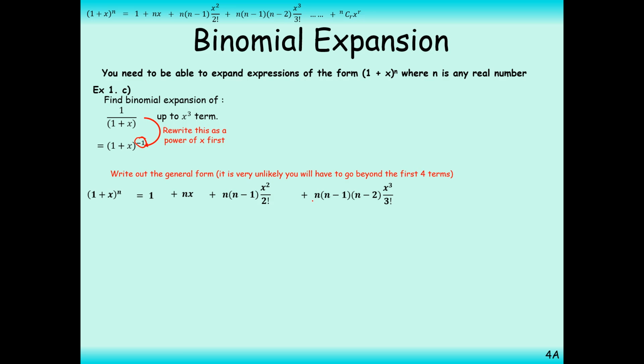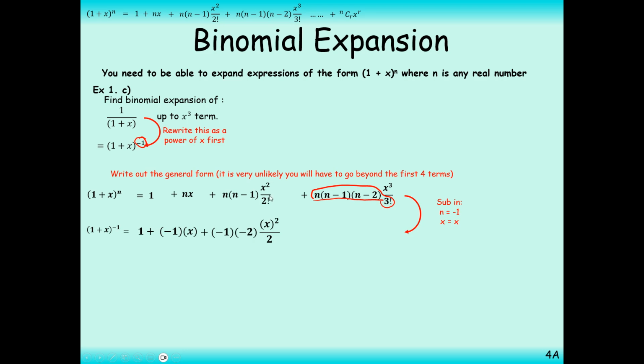That is the working out that we figured out. These terms here are the expansion of n choose 3. Okay, so now that you know the general form, you're going to substitute minus 1 for n, and x is simply x in our case. We don't have a coefficient for x, so that's lucky.